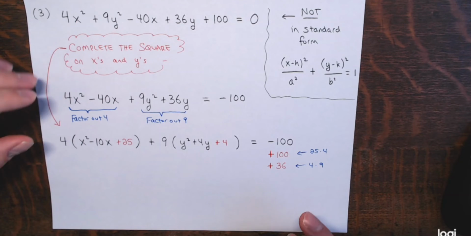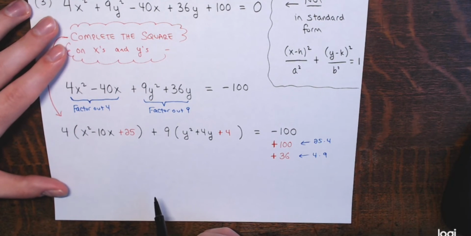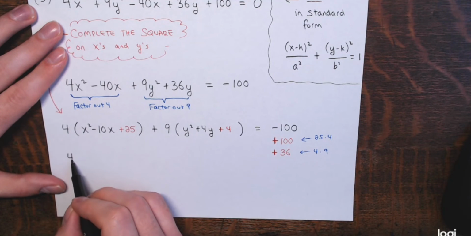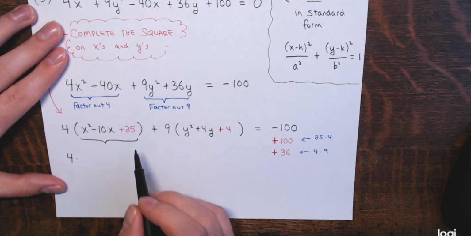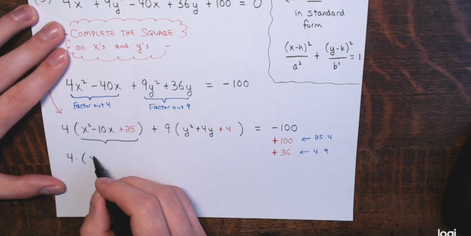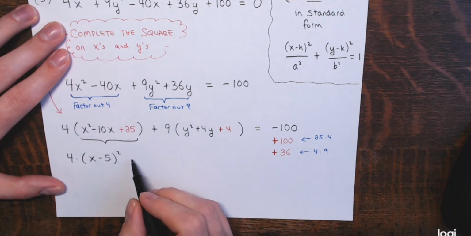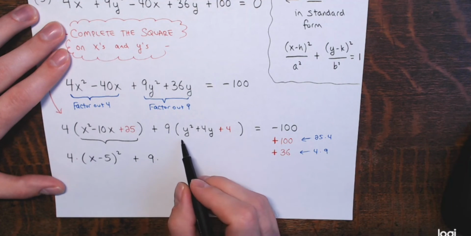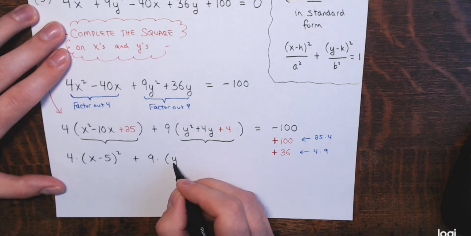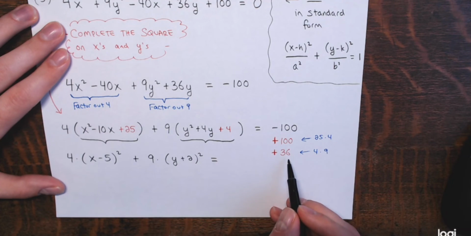All right, now if you recall completing the square, the whole reason we add these numbers is to get perfect square trinomials, things that can be rewritten as squares. So this first product is the same thing as 4 times, and then x squared minus 10x plus 25 is the quantity x minus 5 to the second power. Plus 9 times, and then this y squared plus 4y plus 4 is the quantity y plus 2 squared. And then adding the stuff up on the right side gives me 36.